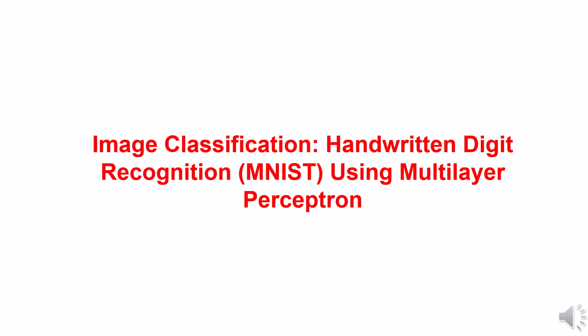In this video, we'll take a look at how to classify the MNIST dataset, a classic example of image classification using a multilayer perceptron, or MLP. We'll also walk through the coding implementation together. The code file is available on GitHub, so you can download it and try running it yourself.